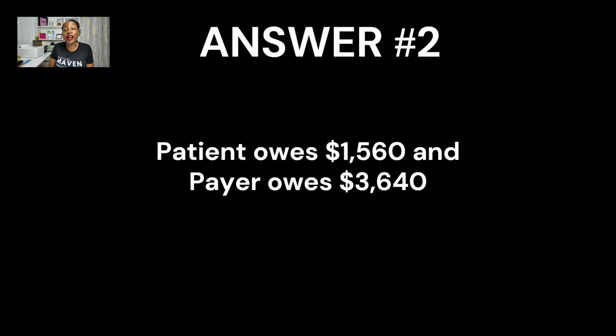So if you said the patient owes $1,560 and the payer owes $3,640, then you are correct. Now you might have said, well, the patient still owes on their deductible. But you have to remember, if the patient still owes on their individual deductible but has met their family deductible, then they don't need to continue to meet their individual deductible. So you're not going to factor in the individual deductible in this example.